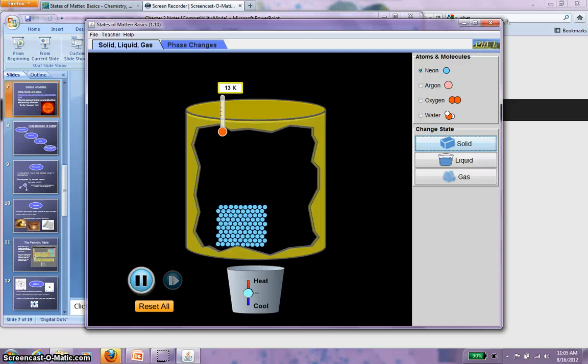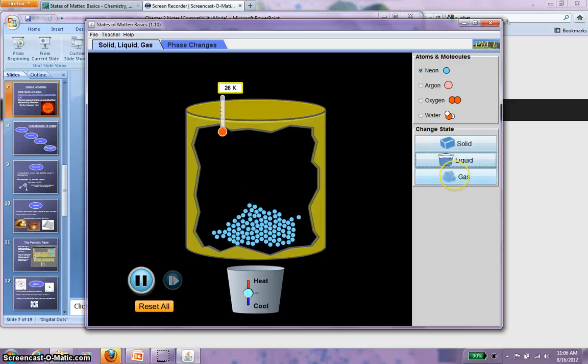Notice that as solid neon, the particles, the atoms, are not perfectly still. If you were to look at a piece of solid neon, it would look like it was sitting still. But on the molecular and atomic level, you have all of these little atoms vibrating in their position. Now, if we heat it up a little bit and it becomes liquid, you can see that it starts to change shape. The atoms can flow past one another, and it starts to fill the container.